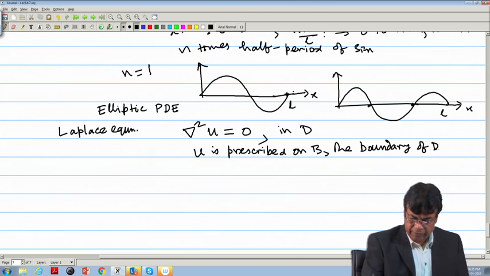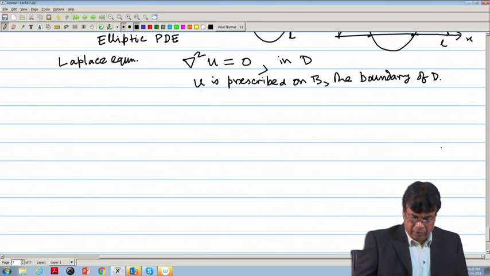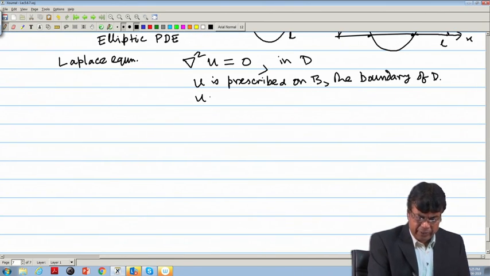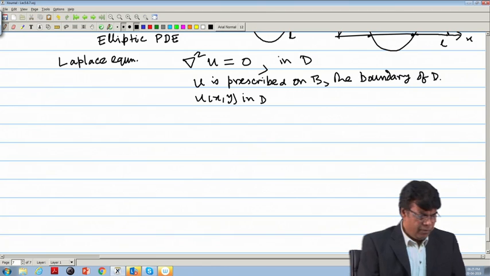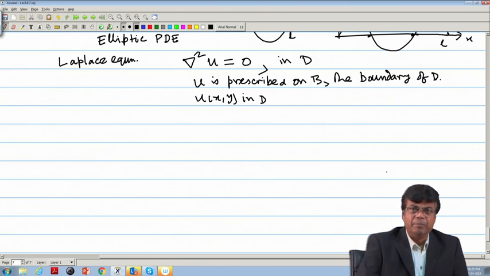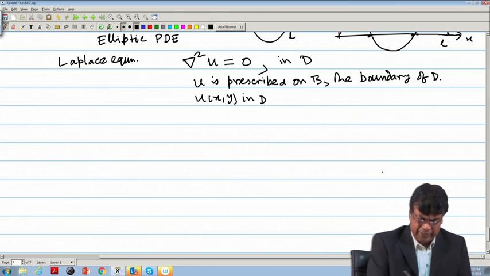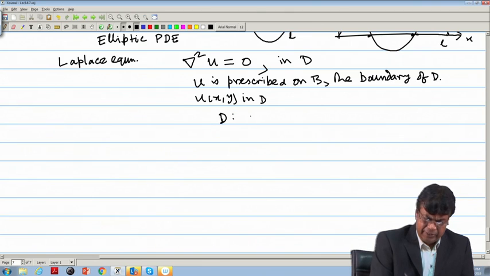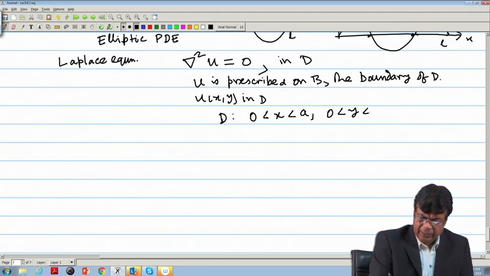Boundary of the domain D. So our task is to obtain u(x,y) inside the domain D. Now first let us talk about a simple situation. Let D be a rectangle. D is given by, instead of a, let us take 0, so the origin is the first point: 0 < x < a, 0 < y < b.